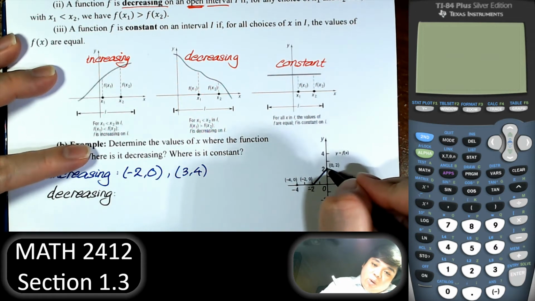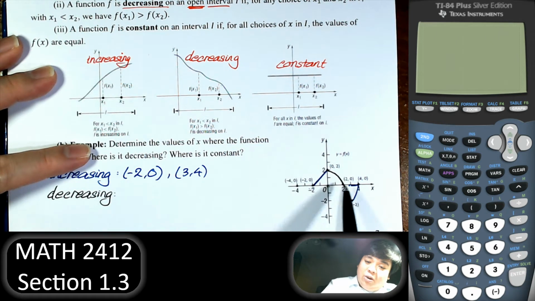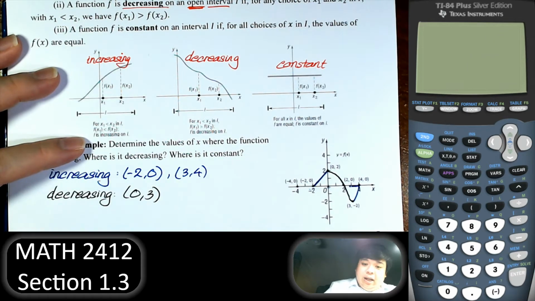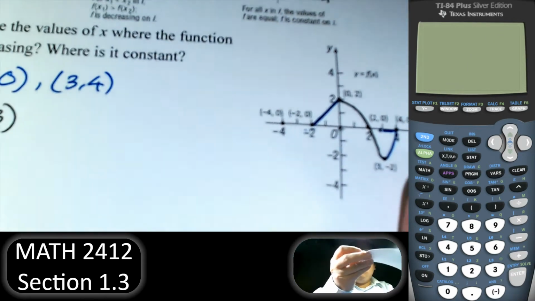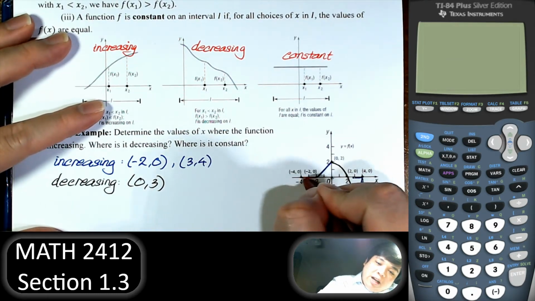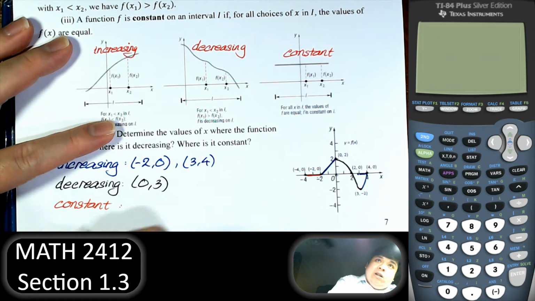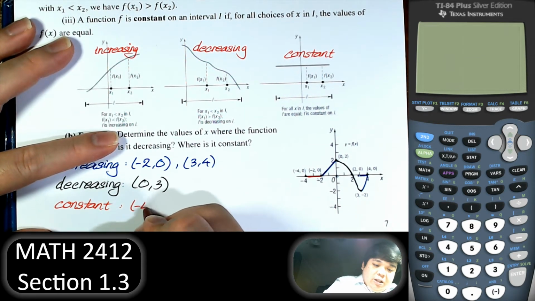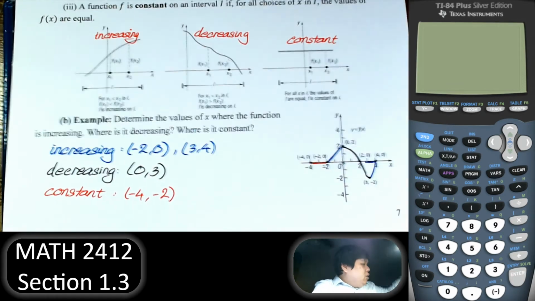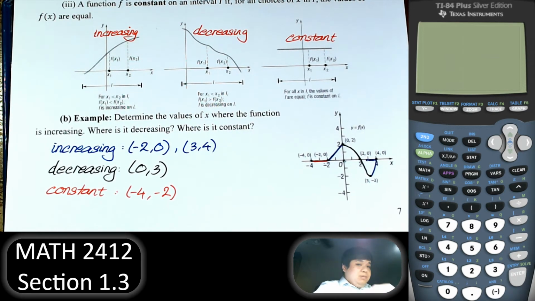Decreasing is where the function is going down, and the x values when that happens are from x equal to 0 to x equal to 3. It's kind of difficult to see, but this part here is where it is constant, and the x values for that, we only write the -4 to -2, right? So whenever we write the interval where the function is increasing or decreasing, we only write the interval of x.